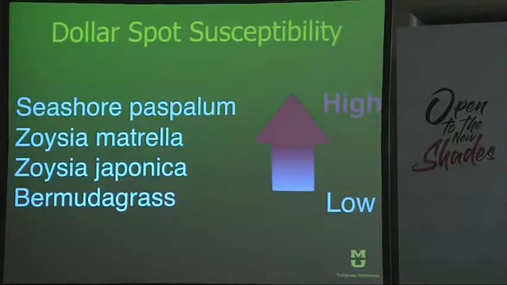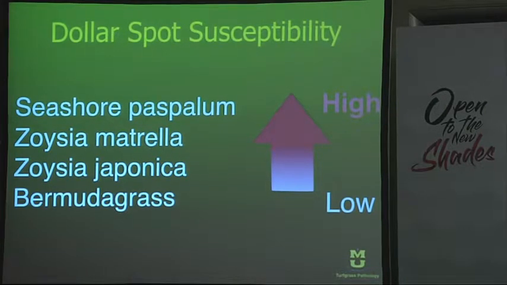Really poor performance. When we look at dollar spot susceptibility, so now we're getting into this disease realm, of these warm season grasses we really know that dollar spot is much more severe on seashore paspalum. We can also see it on zoysia, but we don't see it that often. And we can also see it on Bermuda grass. But for the most part, we can fertilize out of dollar spot that's on zoysia grass or Bermuda grass, whereas seashore paspalum actually might need a fungicide input.